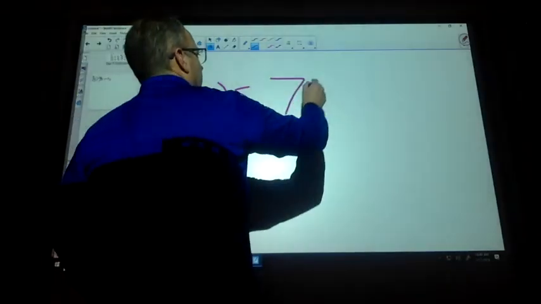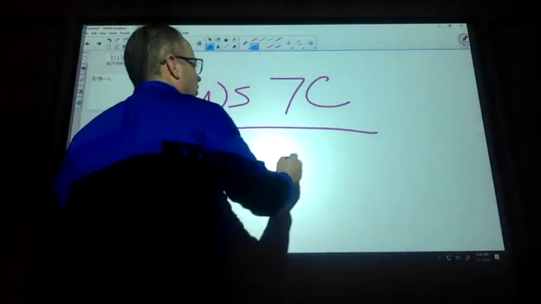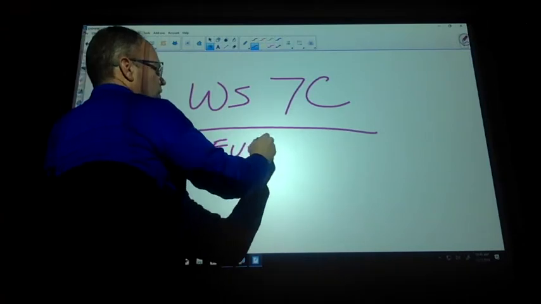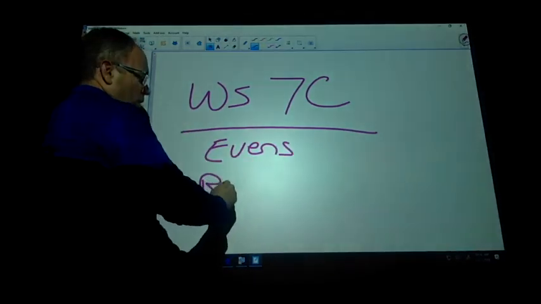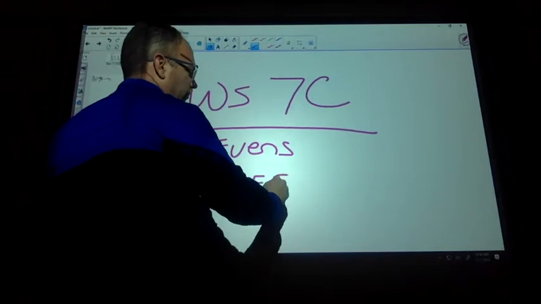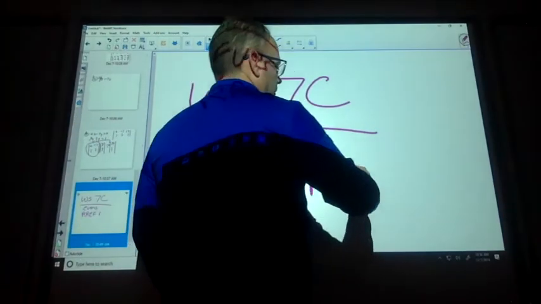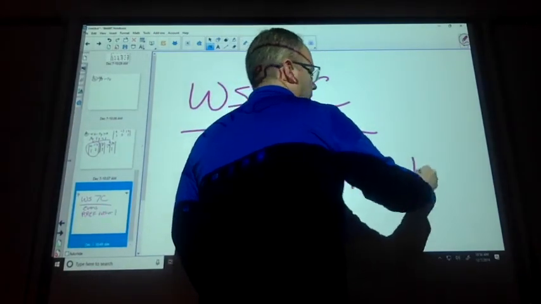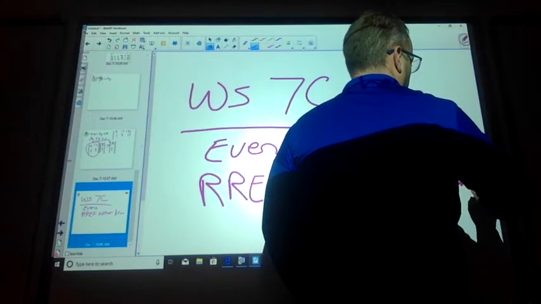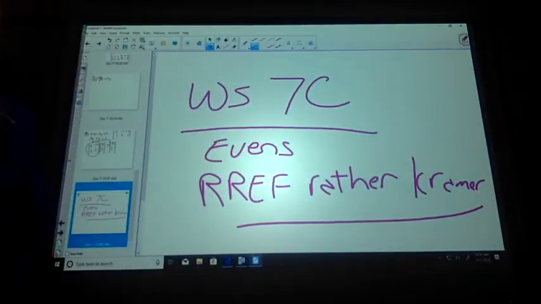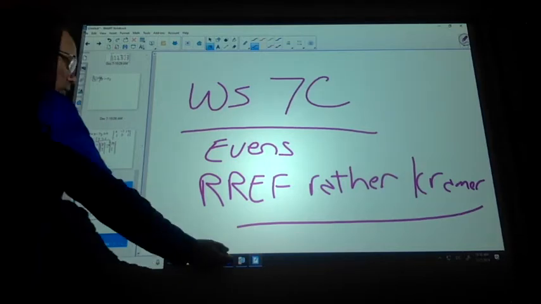I know that. All right, so worksheet 7C. Let's do the evens. And then you're going to do RREF rather than Cramer's rule. Nice. Okay? Oh, I didn't show a determinant? Oh, it's one more key.